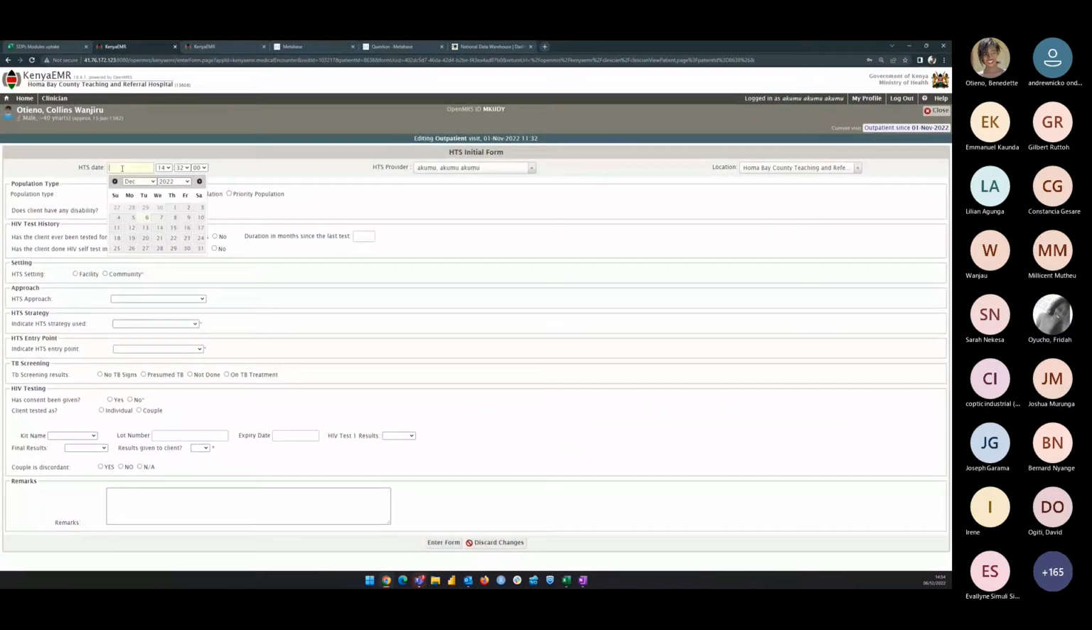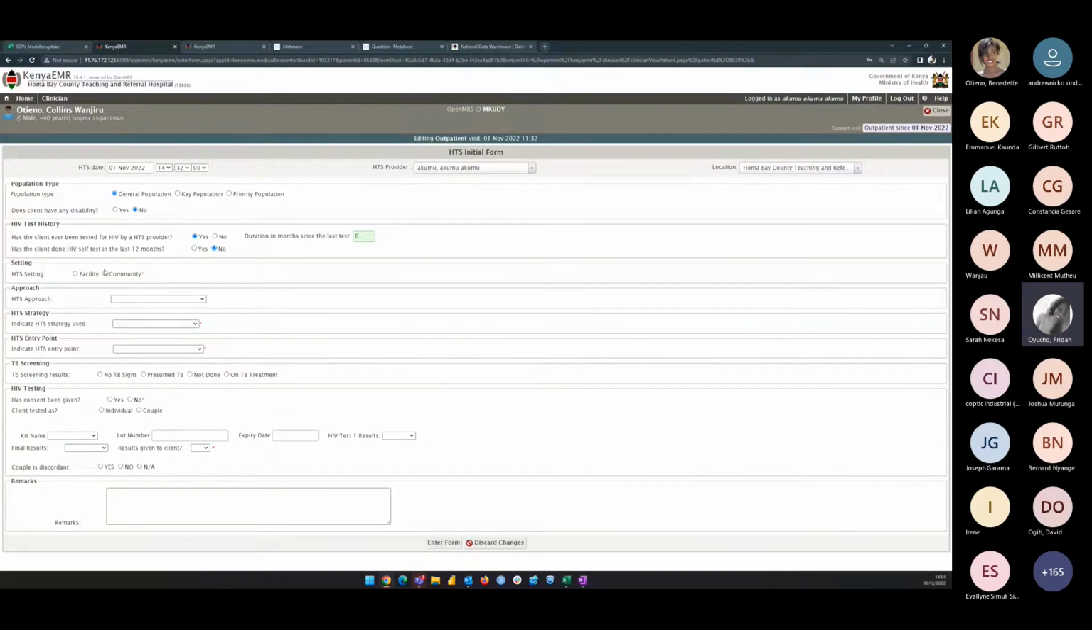So I'm going to adjust the date to reflect the date that the client came to the facility. So that is November 1st. So the client is the general population. I'm going to say the client has no disability. The client has been tested before, as we had said in the eligibility screening form. So I'm going to say it's been 6 months. Then the client has never done any self-test.